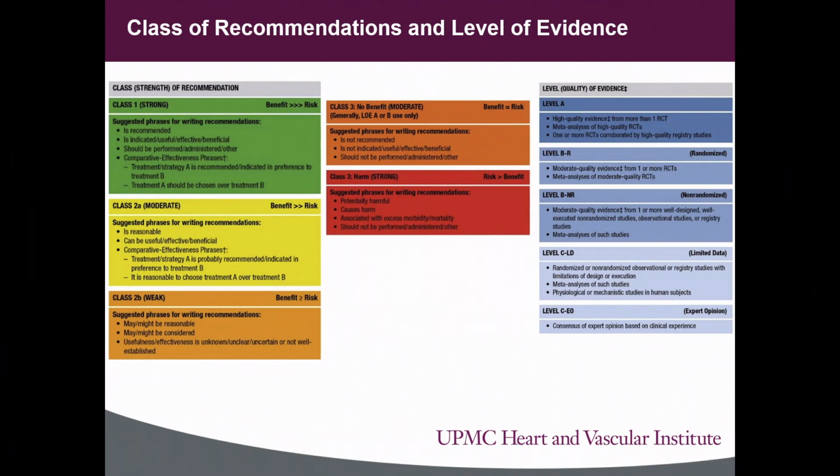In terms of level of evidence, there are different levels here, A through C. A is the highest quality evidence, coming from more than one randomized controlled trial. Level B is broken up into randomized or non-randomized, but this is a moderate quality of evidence. And level C is the most limited type of data we have, where we have either limited data, or evidence that is solely based on expert consensus opinion, not based on any significant large-scale trials or evidence.